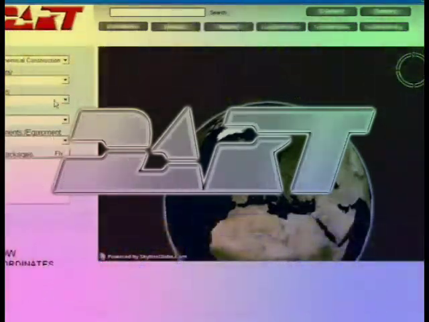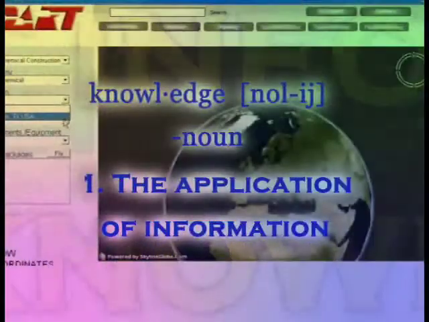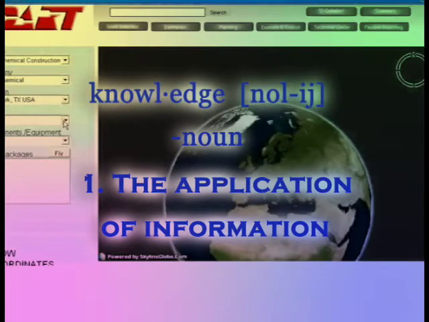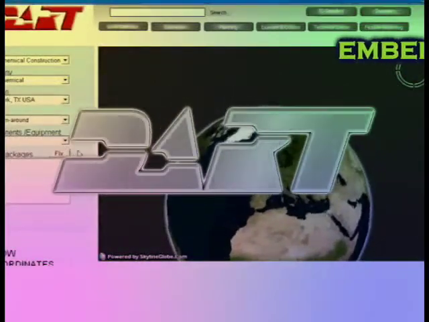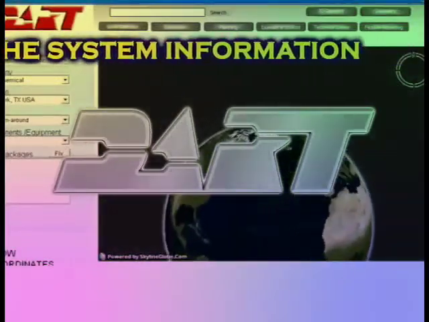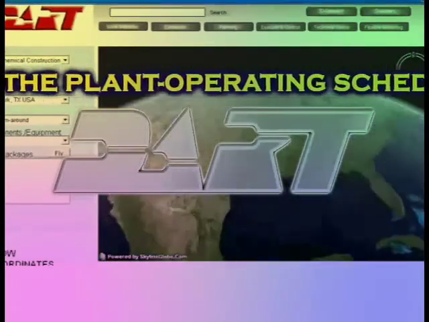DART sets itself apart in its ability to convert information into knowledge. Knowledge can be defined as the application of information. Therefore, the challenge is to progress from what is known to what is done. DART accomplishes this by embedding the system information generated from those millions of data points into the plant operating schedule.